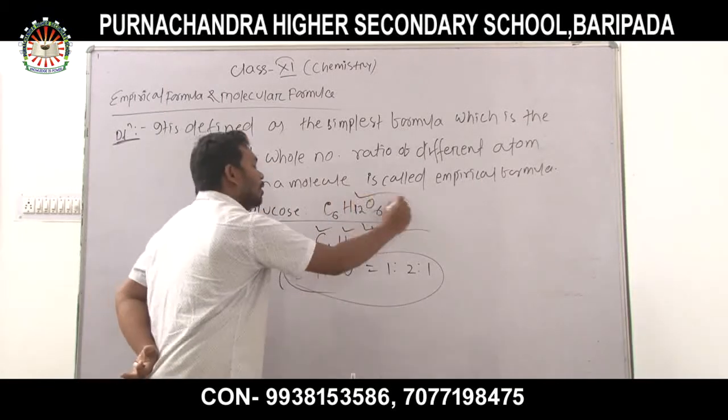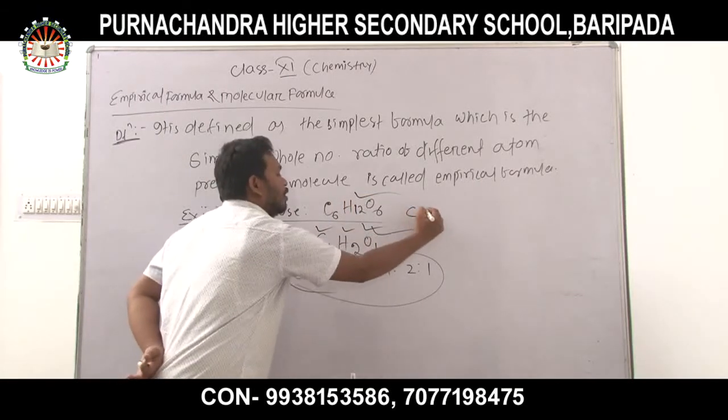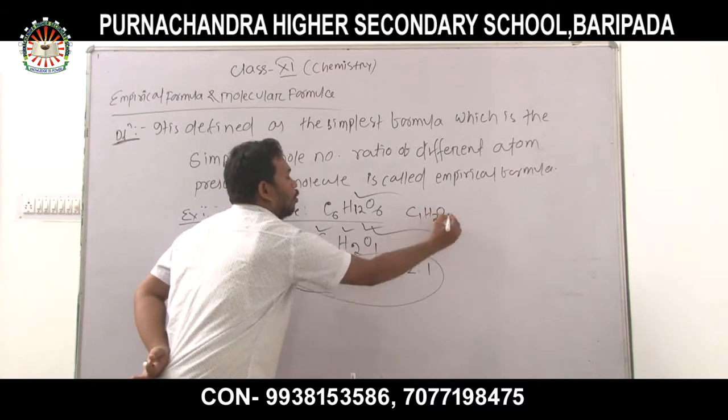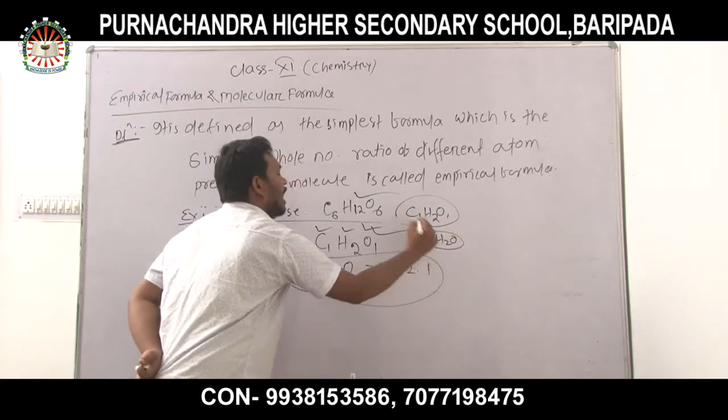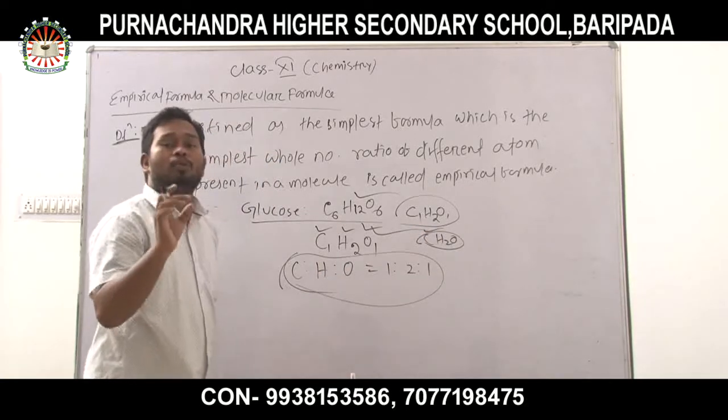So, C6H12O6 is the molecular formula of glucose and C1H2O1, that is CH2O, is the empirical formula of glucose.